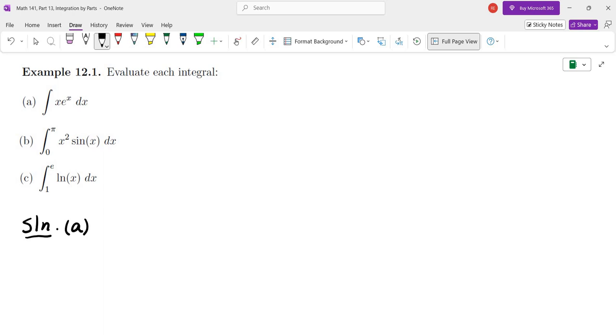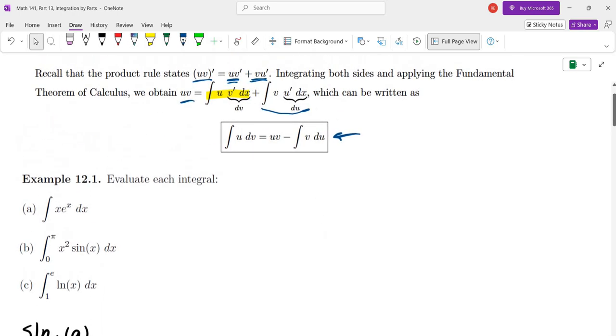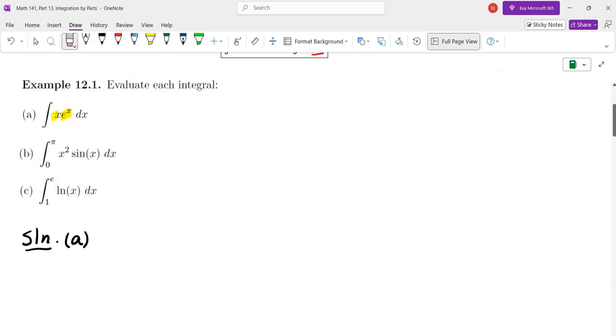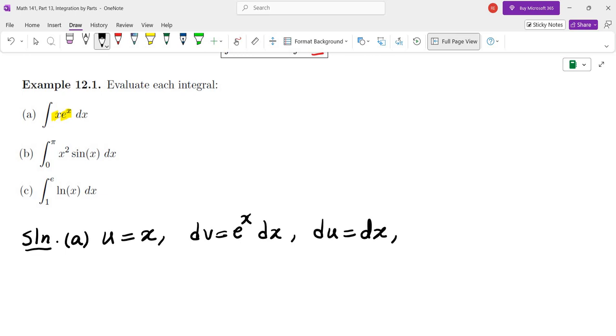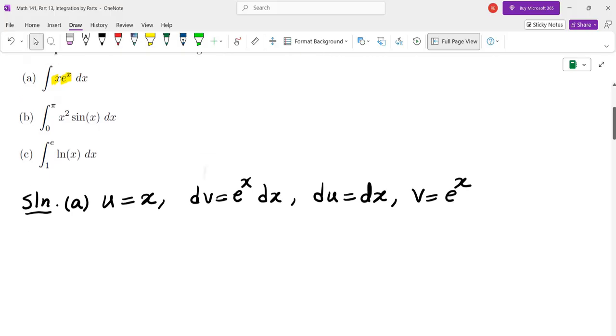In order to make this simpler, we want to choose one part to be u, and note that when we take u as one part of the integrand, we'll differentiate that. So which part of this integrand can be differentiated and makes it easier? Is it going to be x or e to the power of x? If you differentiate x, you get 1, which is simpler. But if you differentiate e to the x, that doesn't really change anything. So we're going to choose u to be x and dv to be e to the x dx. That gives us du equals dx and v equals e to the x.